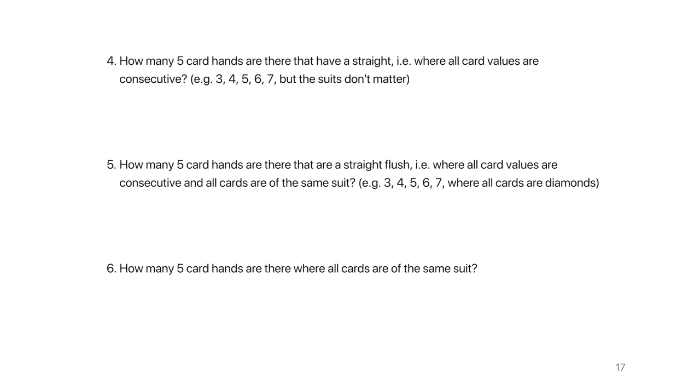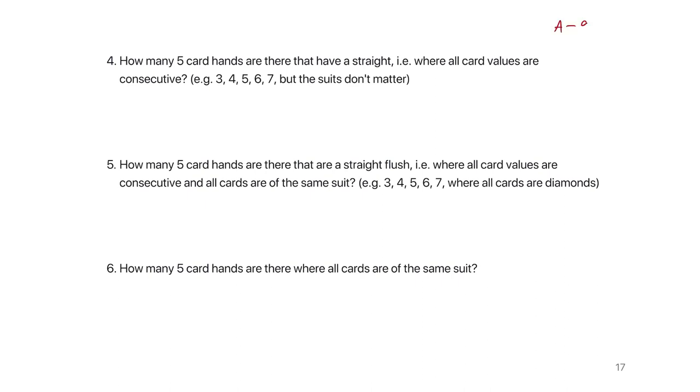Okay? Let's look at 4, 5, and 6. We'll walk through them together. So how many 5-card hands are there that have a straight, which means all the card values or the face values are consecutive? Okay? And so the first question is, how many straights exist? And I believe the answer is there's 9. Okay, and what are they?